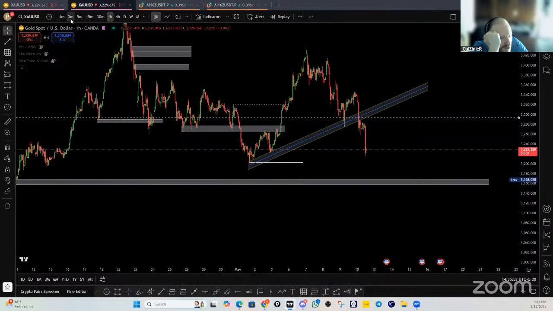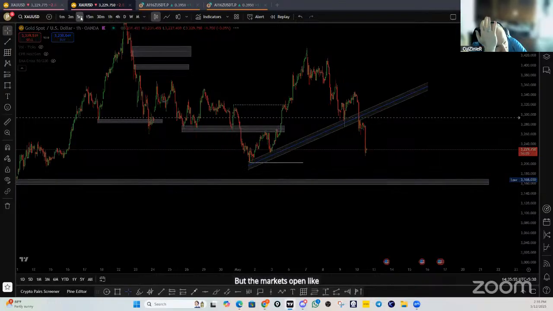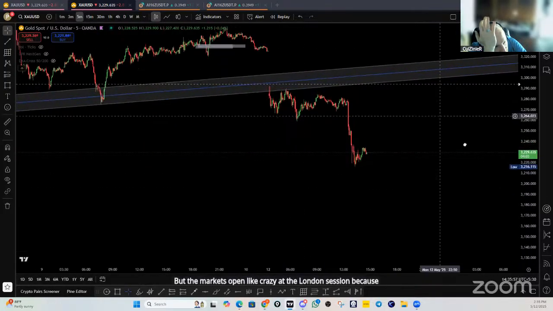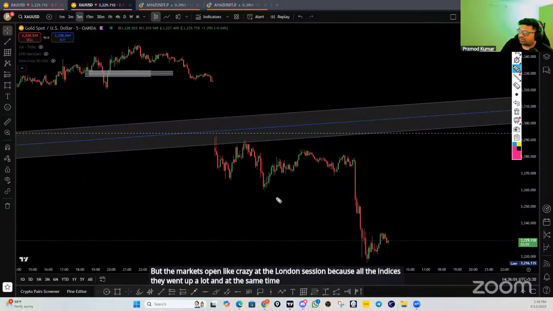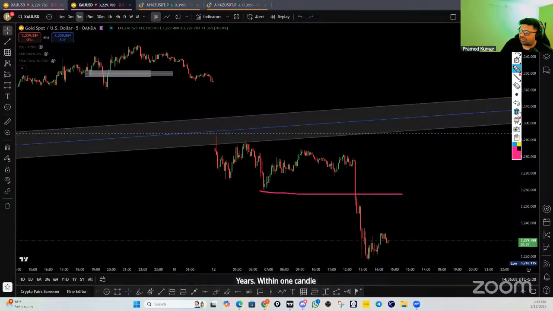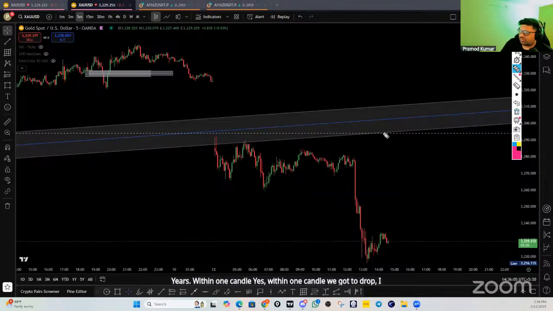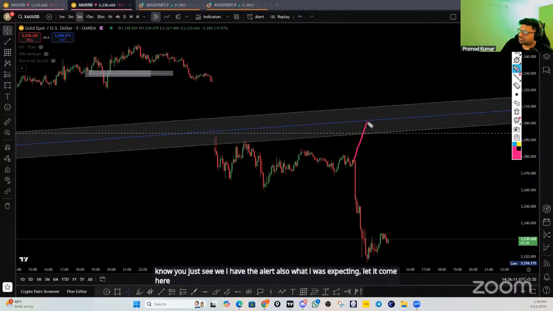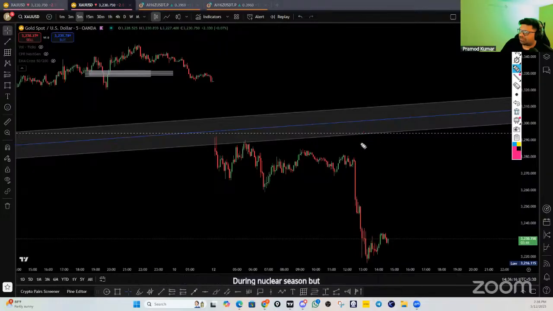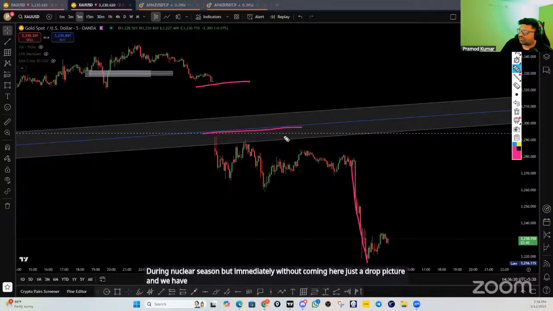But the market opened like crazy at the London session because all the indices went up a lot, and at the same time within one gold candle, it just dropped. Yes, within one candle we got the drop. I have the alert also. What I was expecting was to let it come here, and we'll find the short position during the UK session. But it dropped immediately without coming here, sir. And we have a big gap down today.